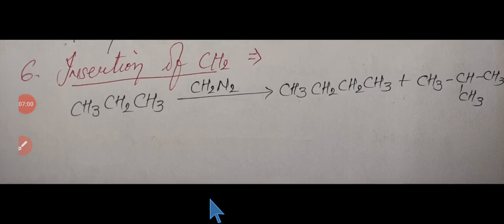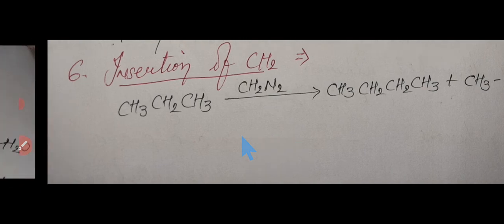Propane, when it reacts with diazomethane CH2N2, gives butane and 2-methylpropane or isobutane. So this diazomethane CH2N2 actually produces CH2, which is known as carbene, and the reaction of propane and carbene takes place here. So thus the insertion of CH2 in propane produces butane and isobutane.